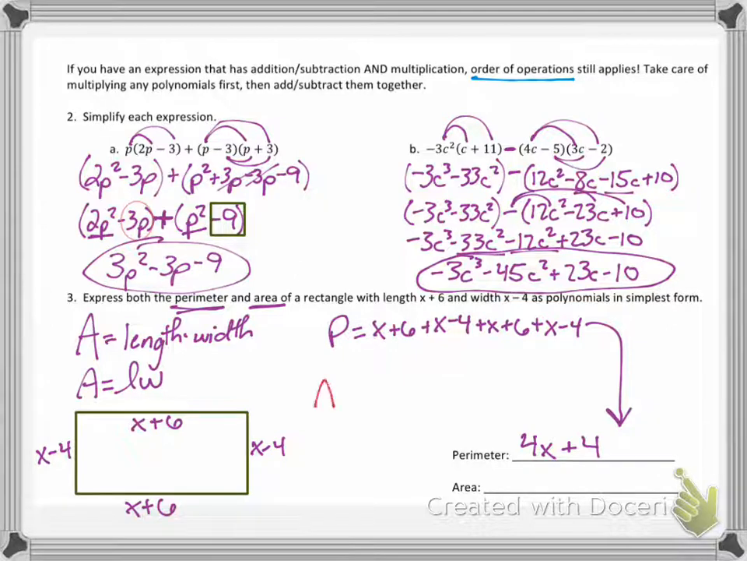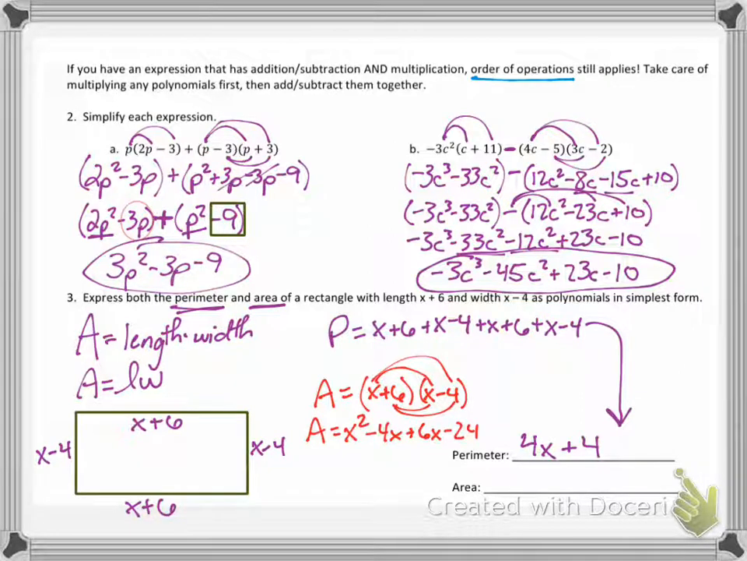To find the area, we've now established area as length times width. So I'm going to take the x plus 6 times x minus 4. So we're multiplying these now rather than adding them, and you only need one of each because that's how you find area. So we're going to distribute the x and distribute the 6. So my area, again, x times x is x squared. X times negative 4 is negative 4x. 6 times x is 6x, and 6 times negative 4 is negative 24.